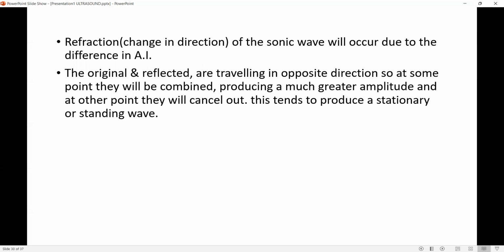Refraction: a change in direction of the sonic wave will occur due to the difference in acoustic impedance. The original and reflected waves are traveling in opposite directions, so at some points they will combine, producing a much greater amplitude, and at other points they will cancel out. This tends to produce a stationary or standing wave.